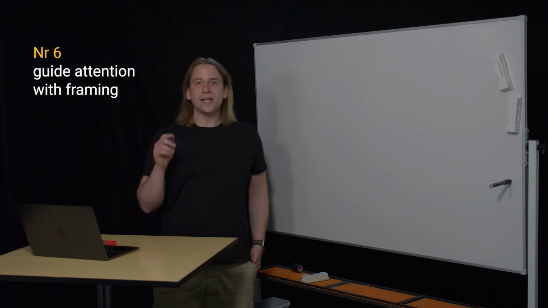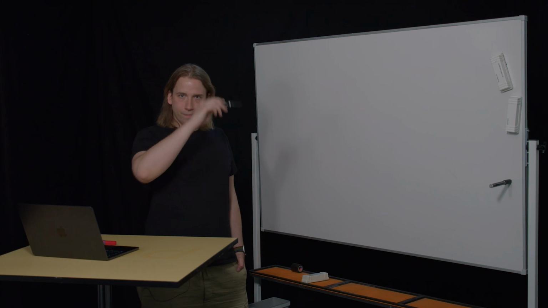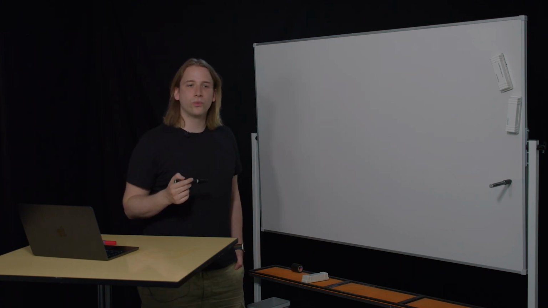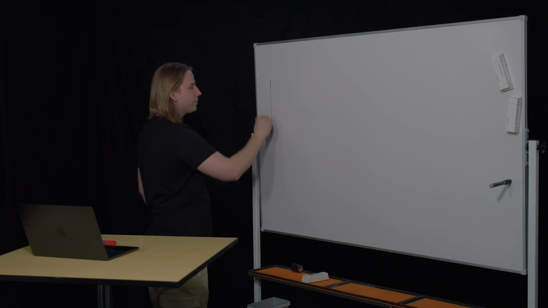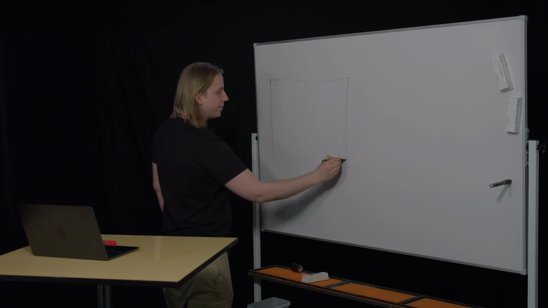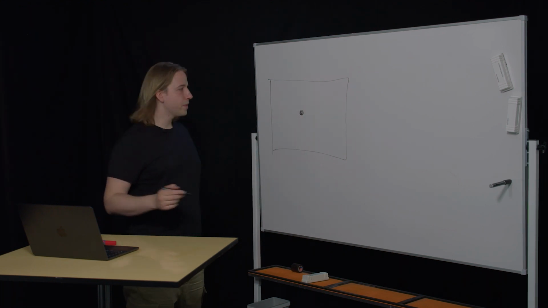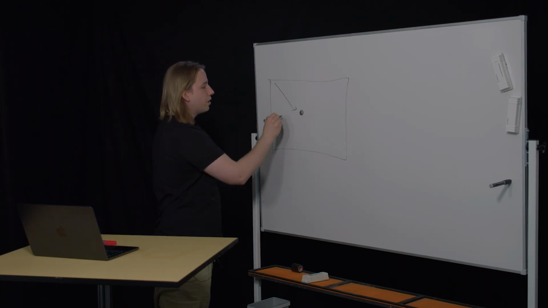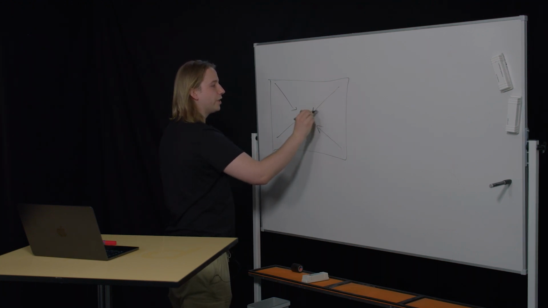Number 6, guide attention with framing. The way you frame your subject in the image actually influences where the attention of the audience goes. So for example, if you have your frame here and you frame your subject right in the middle, all the attention of the audience is gonna go to this middle point.